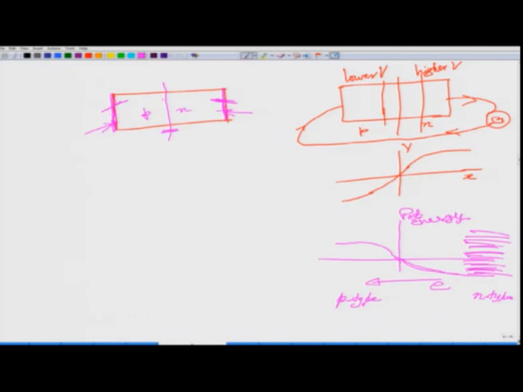Similarly, for holes the potential energy diagram will be reversed. This will be the potential energy diagram, it will be like this. So, if holes try to come from left, once again the electric field will push them back. But then all the electrons are not at the bottom of the conduction energy band. So, some electrons which are at higher energies will be able to cross this barrier.